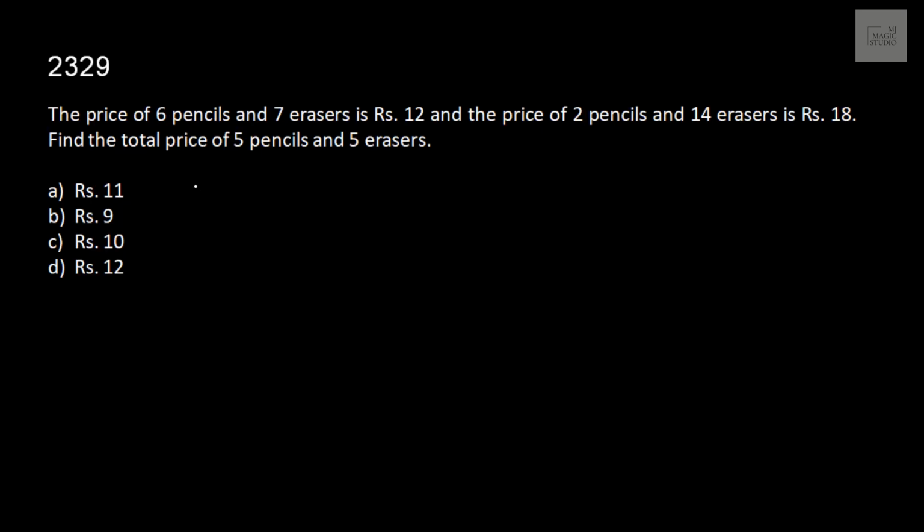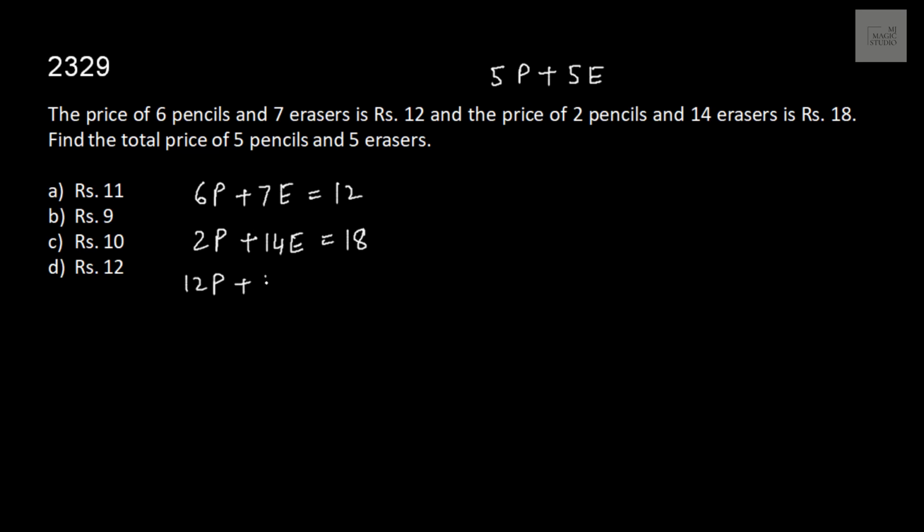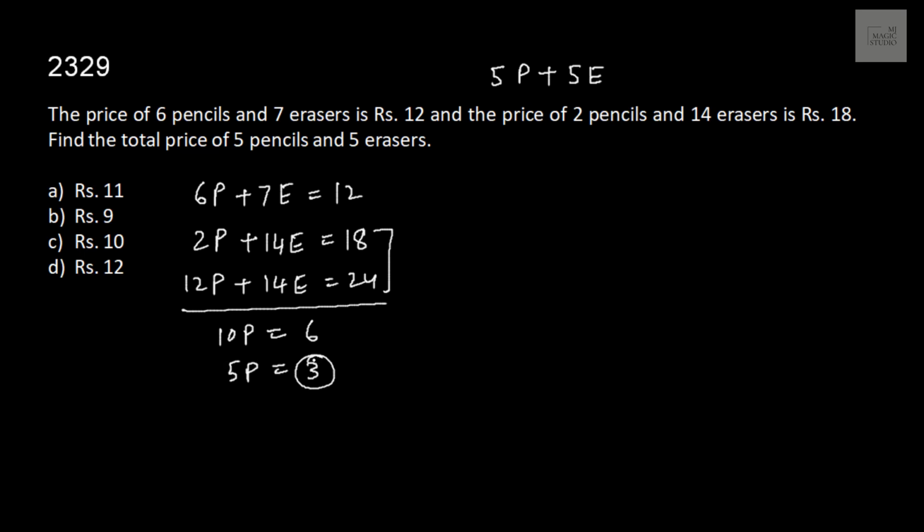The price of 6 pencils and 7 erasers is 12, and the price of 2 pencils plus 14 erasers is 18. What is the price of 5 pencils plus 5 erasers? From here, if I multiply this, this will be 12p plus 14e. I'm multiplying by 2 and subtracting, then 10p equals 24 minus 18, which is 6. 5p will be equal to 3. So the price of 5p is 3.